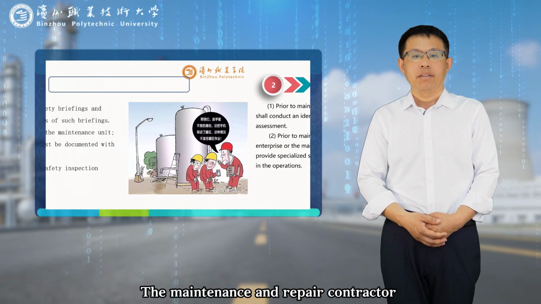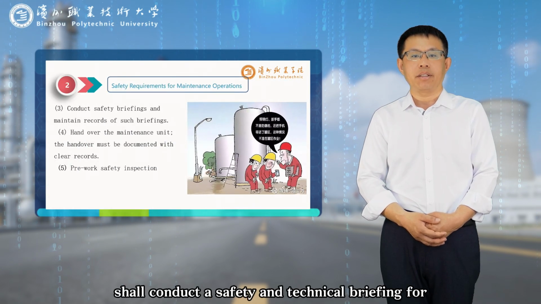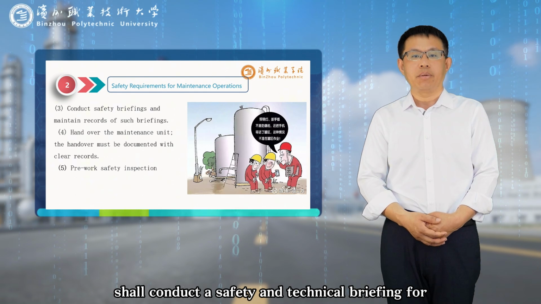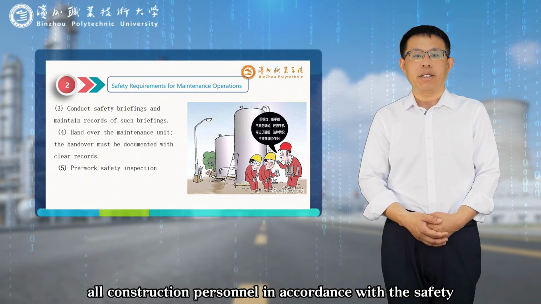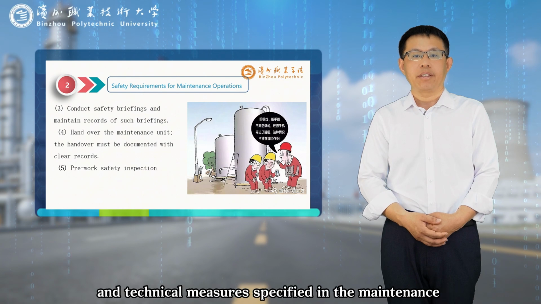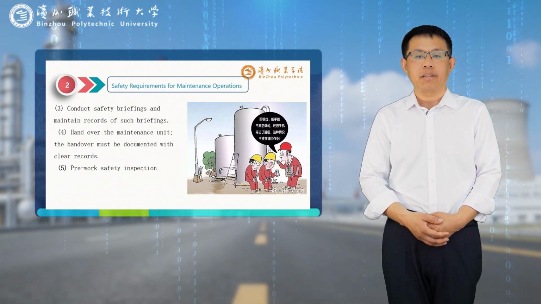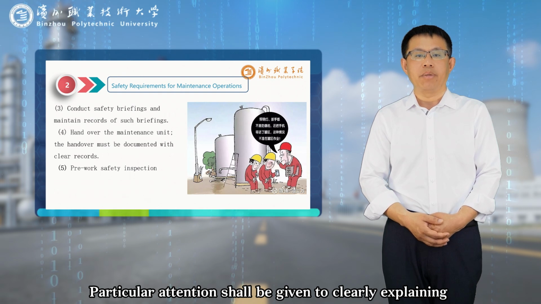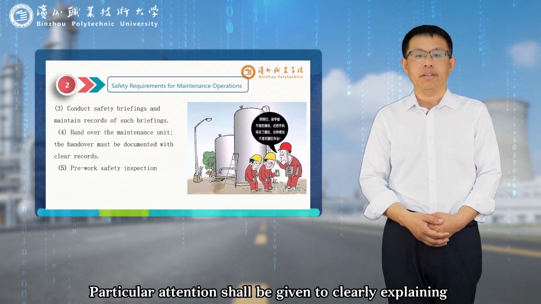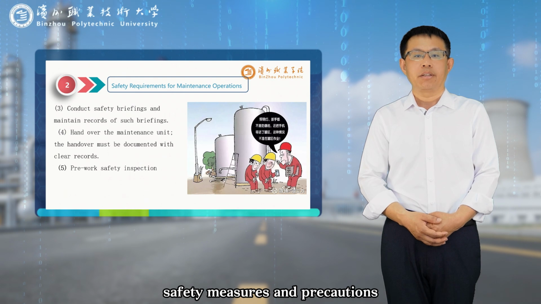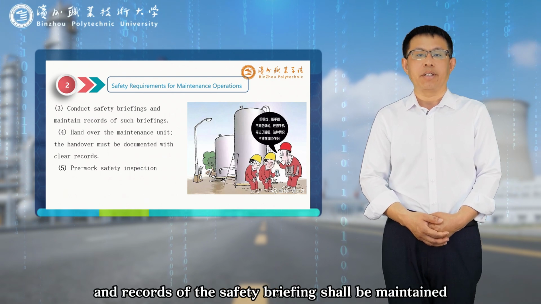Part 3. The maintenance and repair contractor shall conduct a safety and technical briefing for all construction personnel in accordance with the safety and technical measures specified in the maintenance and repair work plan. Particular attention shall be given to clearly explaining safety measures and precautions, and records of the safety briefing shall be maintained.